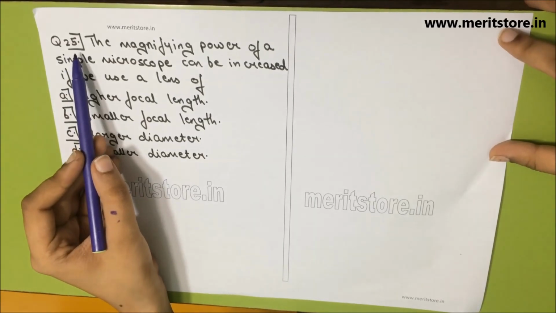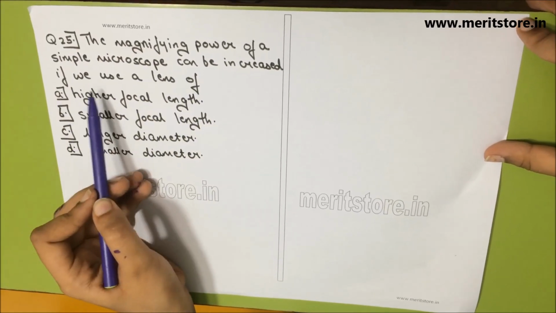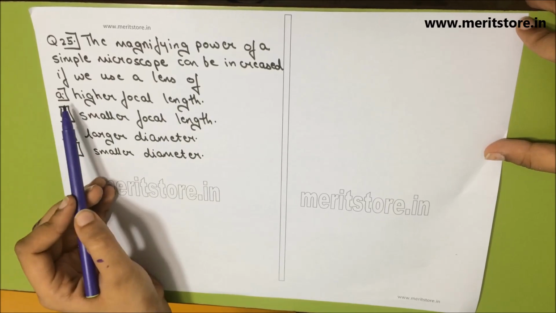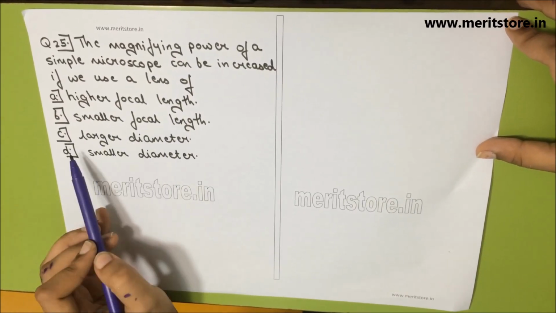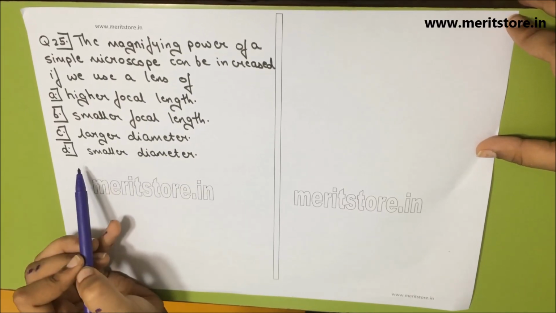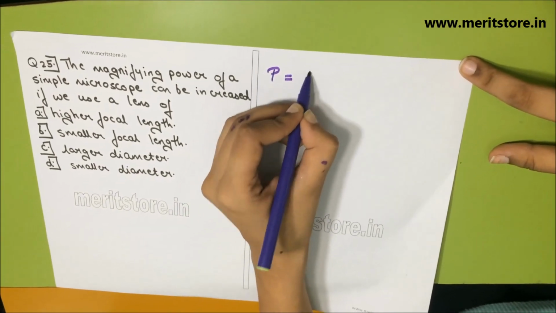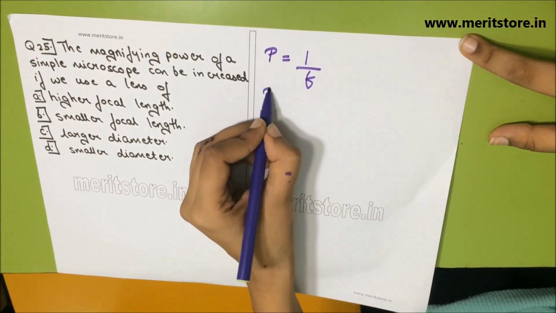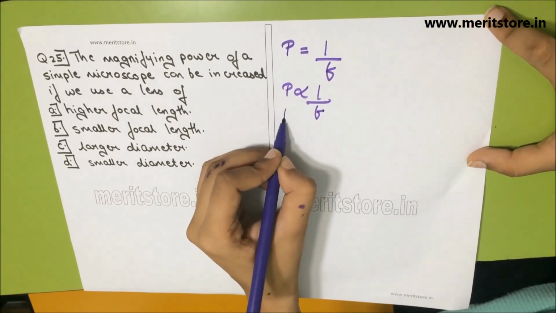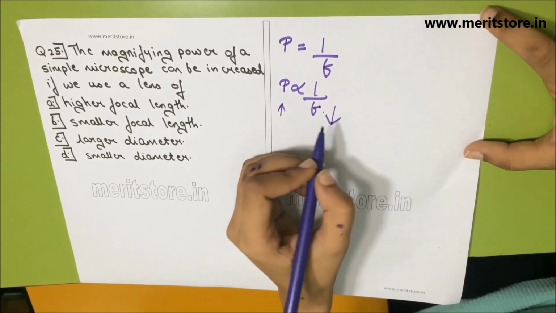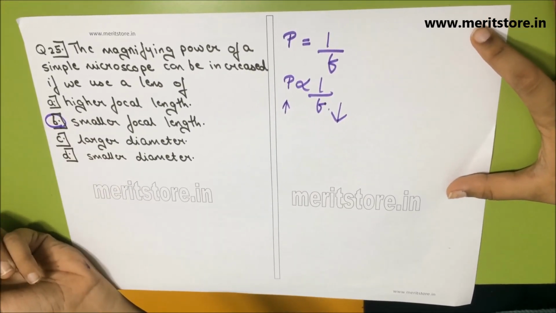Option D. Question 25. The magnifying power of a simple microscope can be increased if we use a lens of A. Higher focal length, B. Smaller focal length, C. Larger diameter, and D. Smaller diameter. We have P equals 1 by F. Therefore, P is inversely proportional to F. Thus, we can increase P if we decrease F. So, the option is B, smaller focal length. B is the correct option.